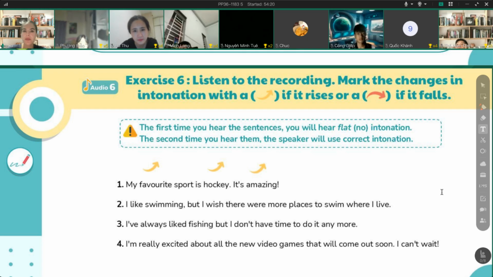I can't wait. Okay, so we're going to listen to the recording. Be careful and listen to how the speaker says them. And then we're going to mark the changes in intonation, either with an upward rise or a downward fall. Okay, please read through the sentences, write down number 1 to 4, and just give me a second to get your audio for you.